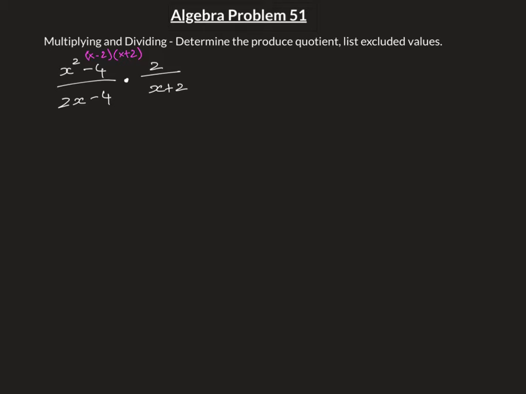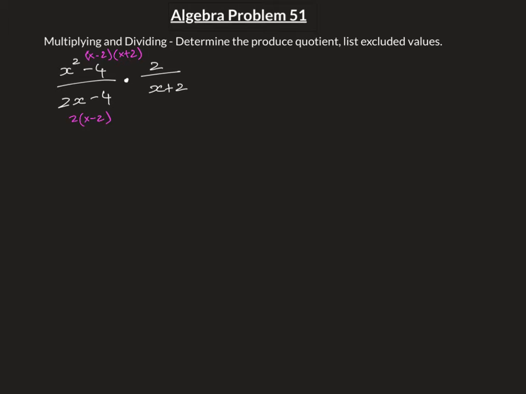And now let's look at the bottom. We've got 2x minus 4. Can that be factored? Yes, it can. 2 times x minus 2. Now we'll take the second fraction, 2. That can't be factored. And what about the bottom, x plus 2? No, it can't be factored.